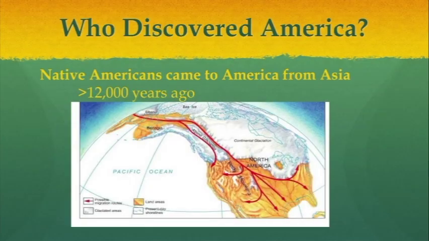So today we're going to look at some information about the Native Americans and their history. Let's talk for a minute about who really discovered America. What you may not know is that America was discovered thousands of years ago. The Native Americans first lived in Asia. And at this time, more than 12,000 years ago, Asia was connected to North America by a thing called the Bering Strait. It was kind of like a bridge made of ice and land.